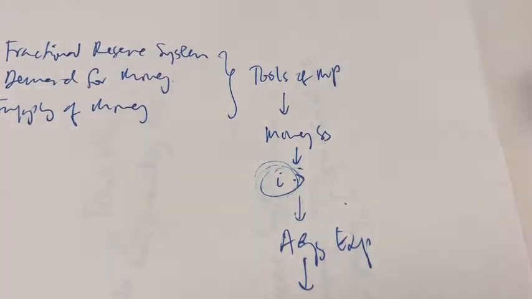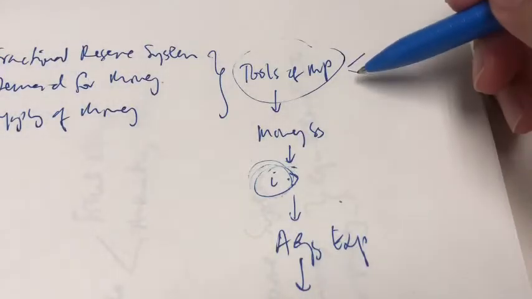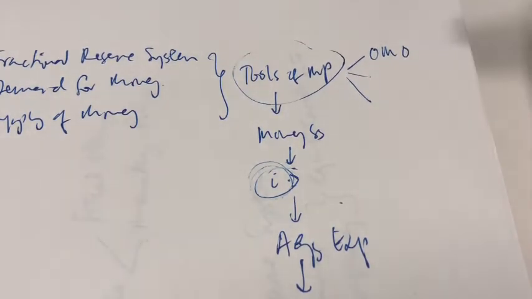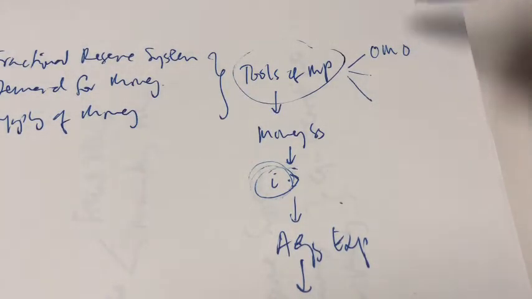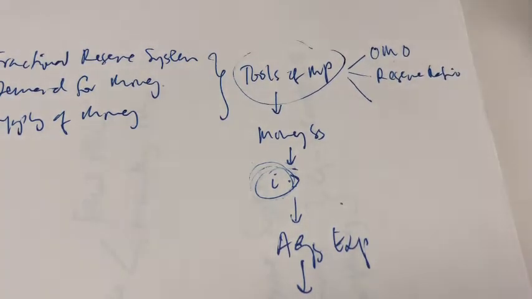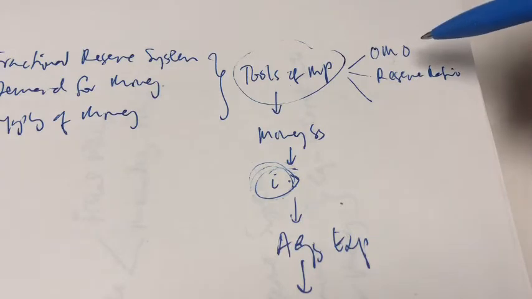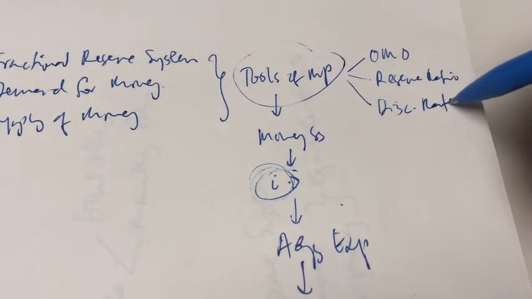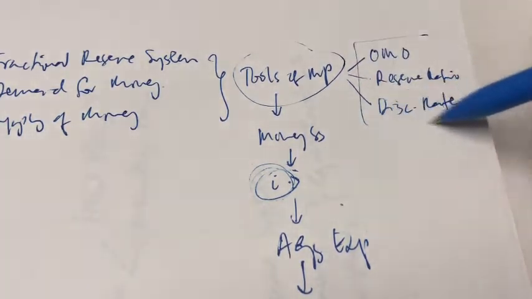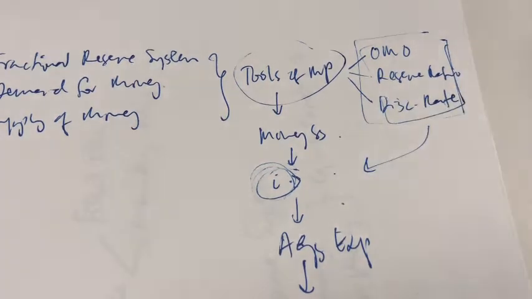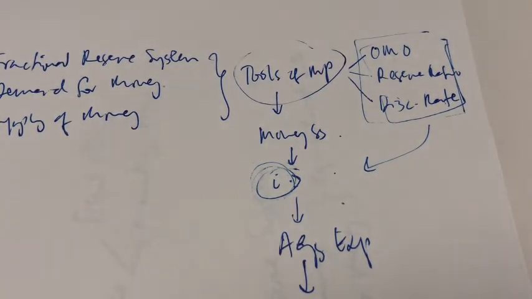So now let's take a look at what are the tools of monetary policy. There are generally three tools of monetary policy. One is called the open market operations. And then the second tool is called the reserve ratio. And finally, the third tool of monetary policy is the discount rate. Overall, the effects of all of these tools will influence money supply and interest rate. Let's look at these tools one by one.